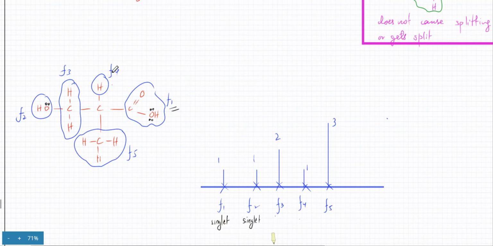What about this H proton? How many peaks will it split into? Any idea? Anyone? What is the n+1 rule?